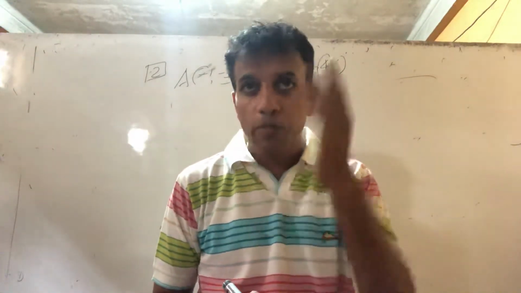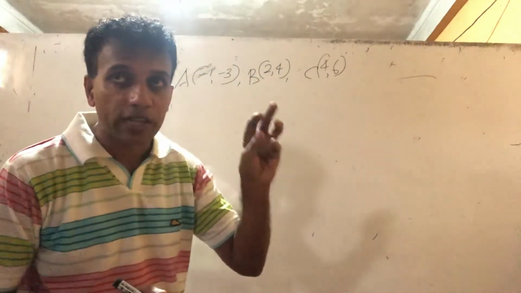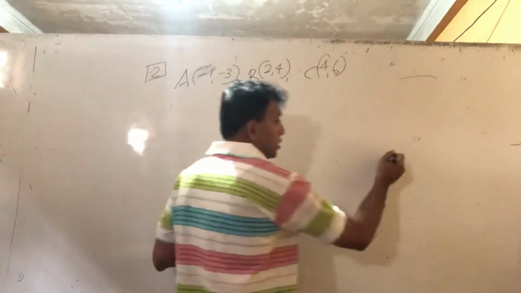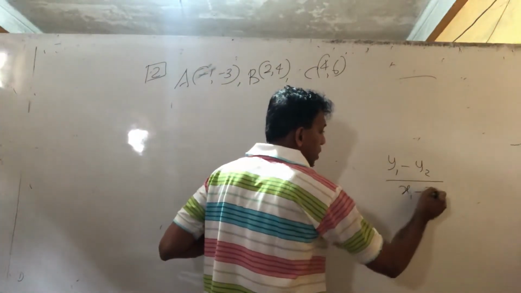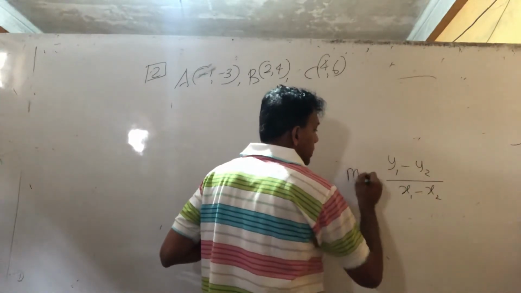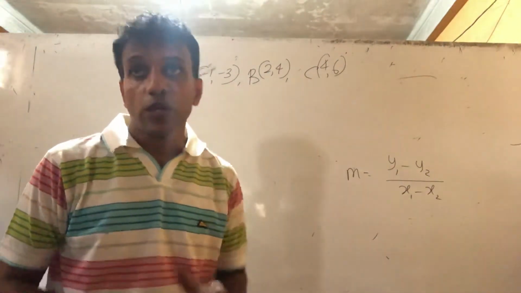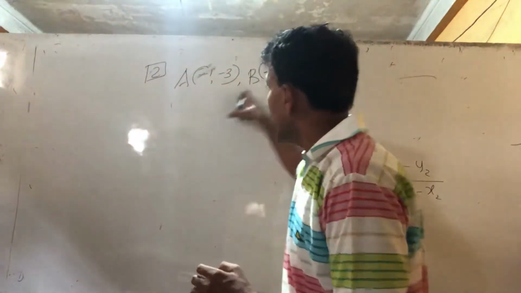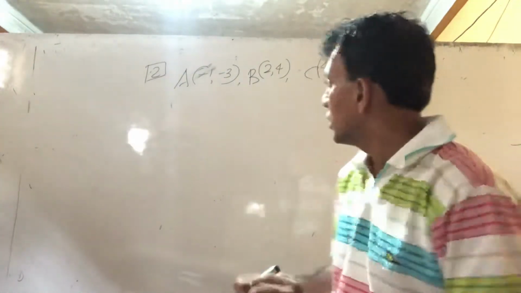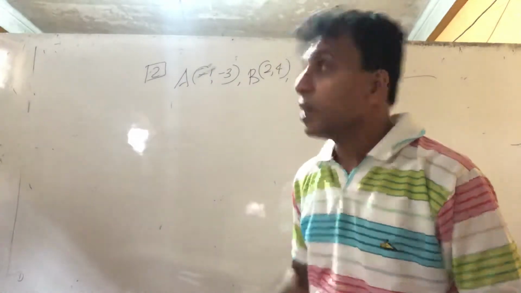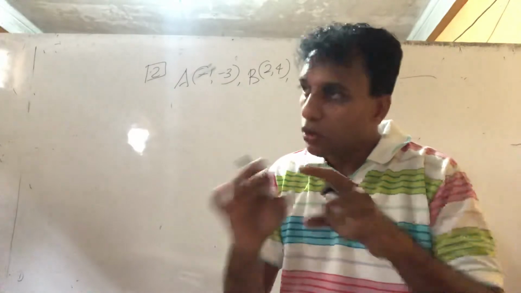I hope you have not forgotten about the gradient. I will tell you once again how to find the gradient when the coordinates are given: y1 minus y2 over x1 minus x2. That is m, the gradient. Gradients are equal. So here you find the gradient of AB, the gradient of BC, and the gradient of AC. If all become the same, then no doubt it is a straight line.